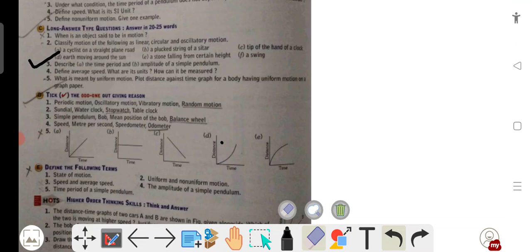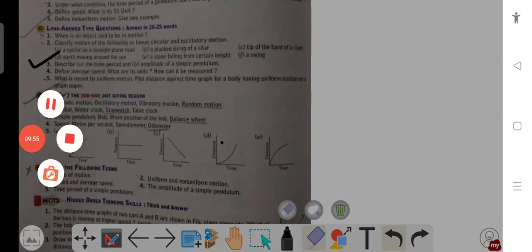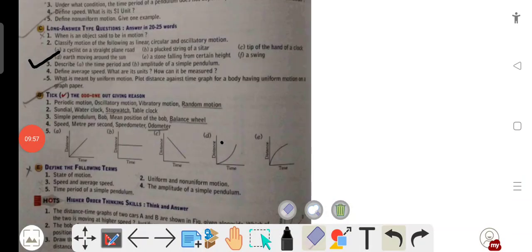the distance-time graph. Here, as the time increases, the distance decreases. So this is the odd one. The question 5C is the odd one, because as the time increases, distance decreases.